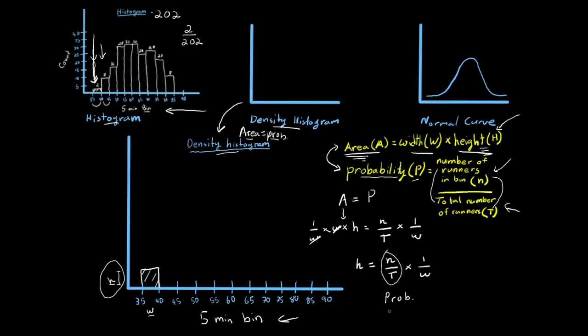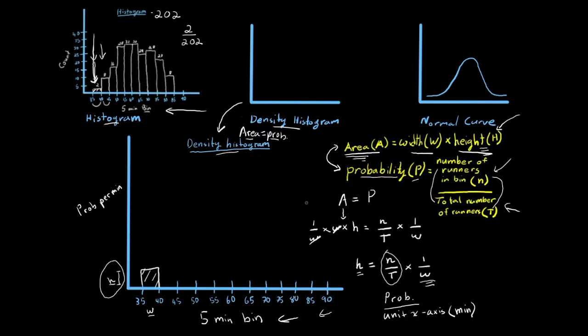And that's going to be all over this part here, w. Now, to make it general, w is going to be whatever the unit of your x-axis is. And in our example, that happens to be minutes. So now we know what the height is, and we can answer the question, what is the y-axis here? Well, in this example, that's going to be probability per minute.